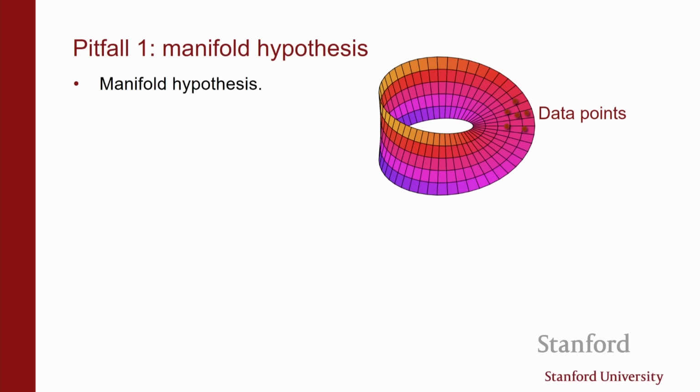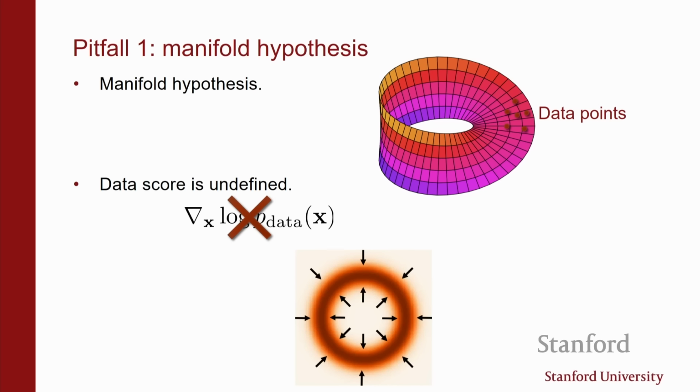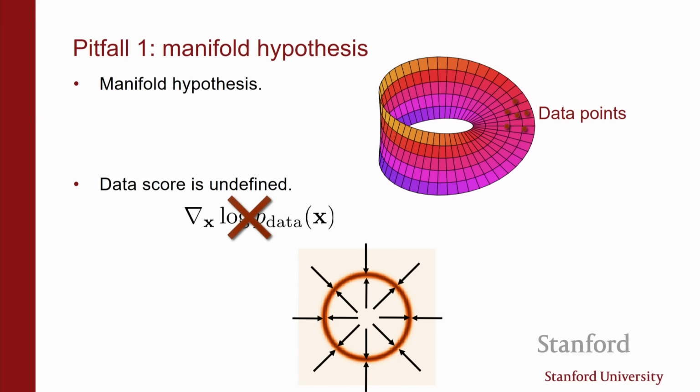And there are several reasons for this. One is that real world data tends to lie on a manifold. And if the data is really on a manifold, the score might not be defined. And you can see this intuitively: imagine you have a density that is concentrated on a ring. As you make the ring thinner and thinner, the magnitude of the gradient gets bigger and bigger, and at some point it becomes undefined. And so that's a problem.